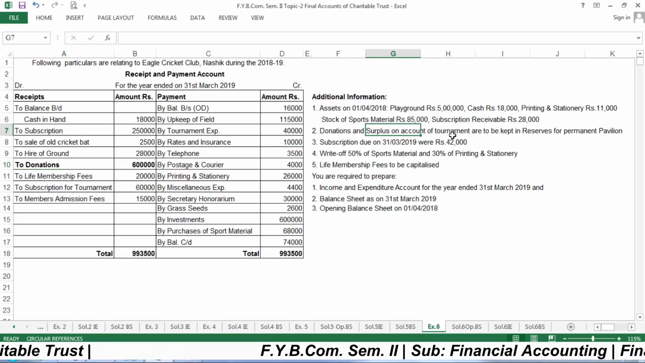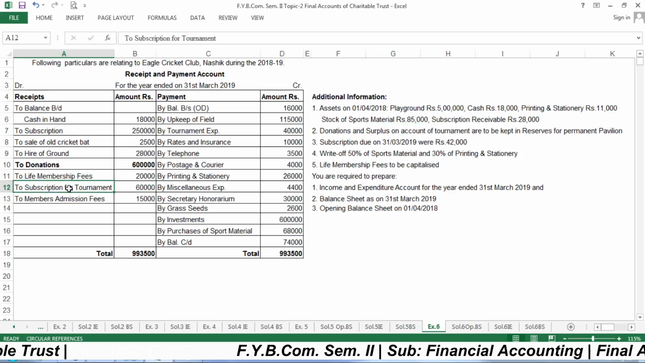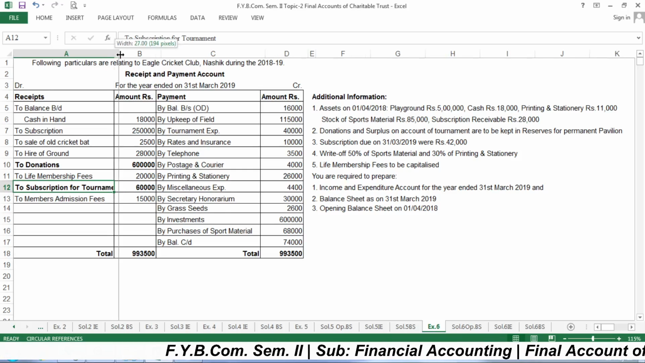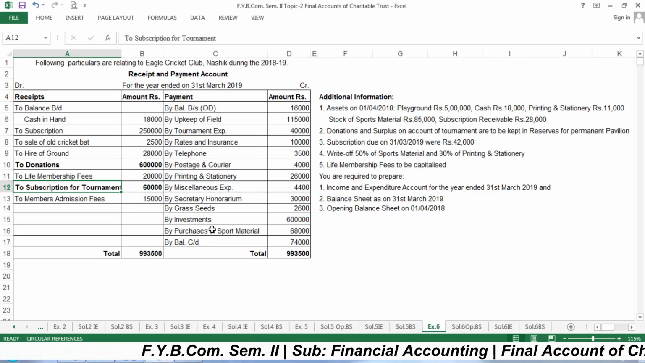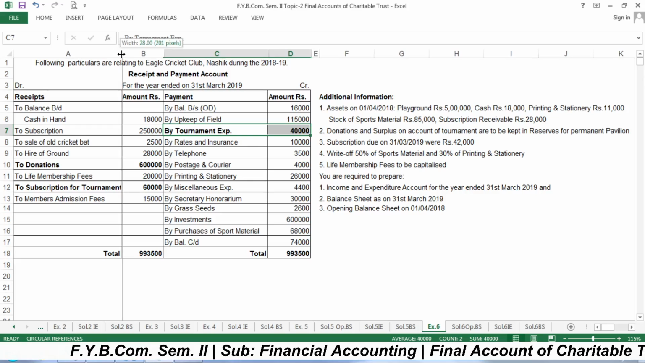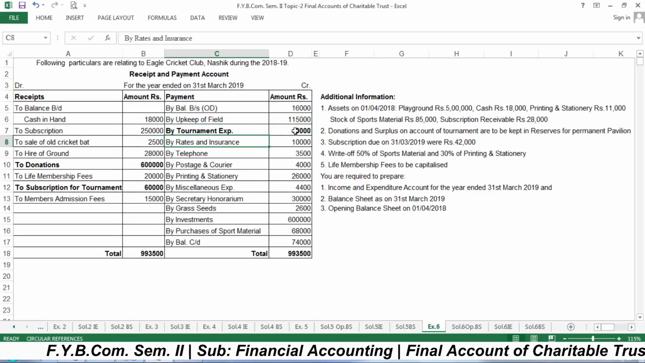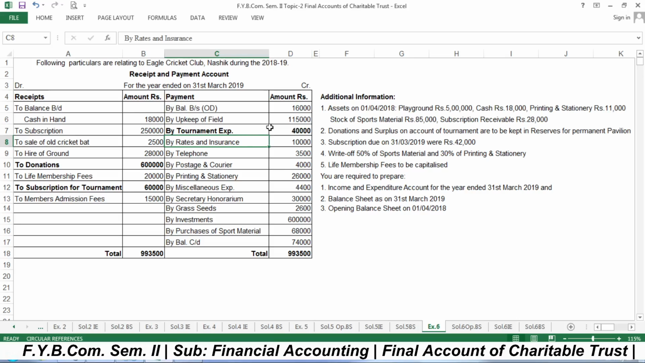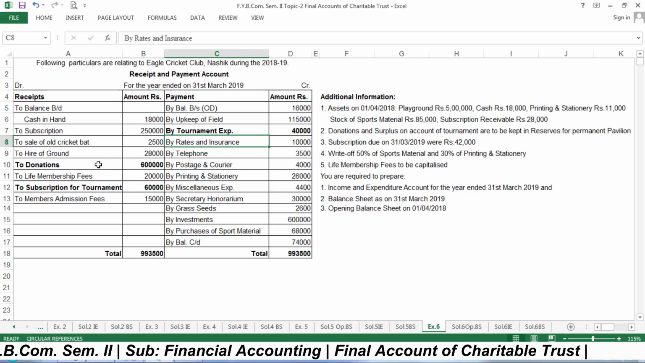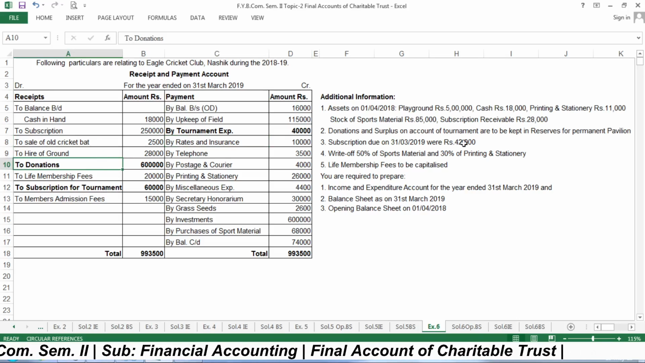As well as we have some tournament receipts. Here you can see subscription for tournament, that is rupees 60,000, and against this subscription of tournament we have expenses of tournament. You can see here on the payment side, tournament expenses of rupees 40,000. So the total receipt for tournament is rupees 60,000. Against it we have an expense of rupees 40,000. That means there is a surplus of rupees 20,000. So 20,000 surplus of subscription for a tournament as well as 6 lakh. So total 6 lakh 20,000 will be kept aside for the reserve for permanent pavilion.